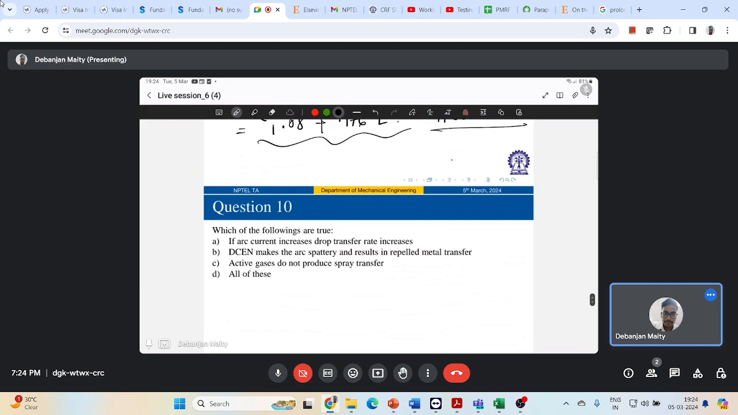And then over here, I asked which of the following are true? If our current increases, drop transfer rate increases. This is true. This is true. DCN makes the Earth's battery and results in repel metal transfer. This is also true. I have talked about this. Active gases do not produce ray transfer. This is also true. So all of these statements are true, right?